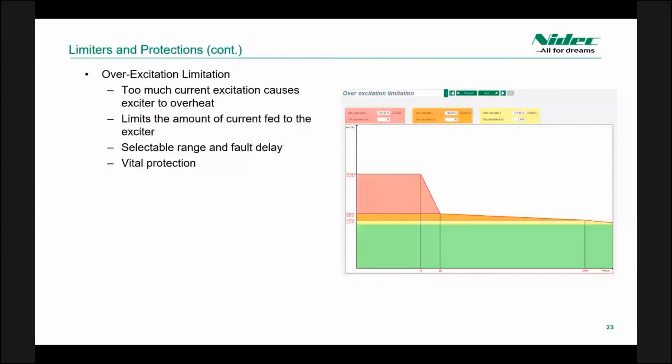Overexcitation limitation will limit the amount of current going to the exciter. This is necessary because the excess current can cause the exciter to overheat. The protection in this graphic allows for 3 levels of limiting. Each level selects an amount of current and the time allowed for that current to be present. This protection is quite important for generator protection.